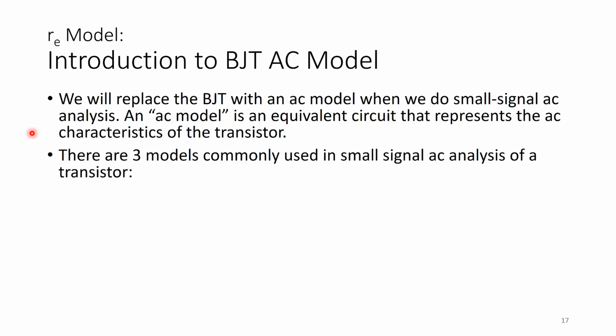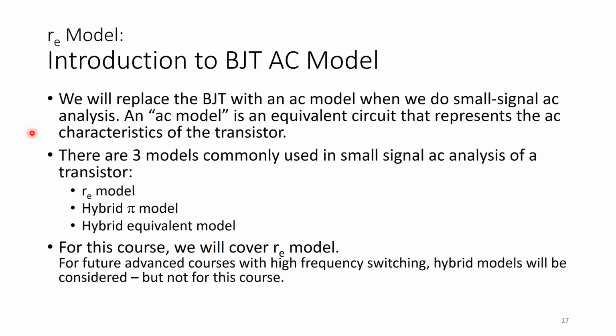So there are three models commonly used in analog electronics undergraduate textbooks, which are the RE model, hybrid pi model, and the hybrid equivalent model. But for this course, we will cover the RE model only, and for future advanced courses with high frequency switching, hybrid models will be considered, but not for this course. But whatever model you are using, the concept is the same. When you draw the AC equivalent circuit, that AC model replaces the transistor that you have in the amplifier circuit.